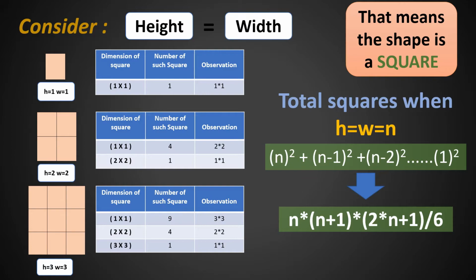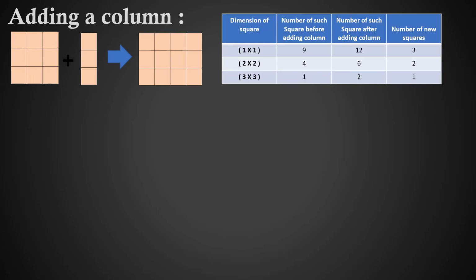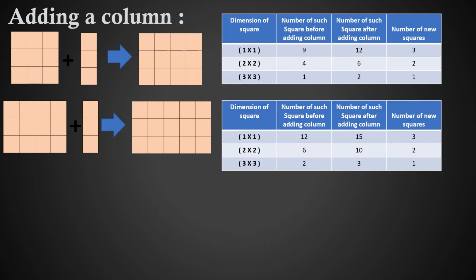Let's move further. Now consider what happens when we add a column to the square shape. Adding a column makes the shape as follows. Let's calculate the squares present. Look at the table carefully. The number of new squares on adding the column is important. Now let's add one more column to this new shape. The shape now becomes as shown. Again, look at the number of new squares on adding the new column. This can be understood as follows.